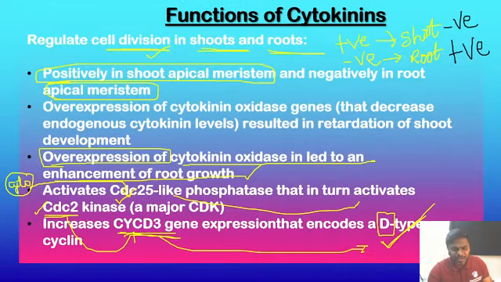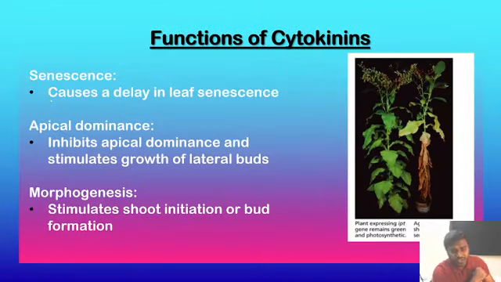Very, very simple point it is. That is the first function. What is the first function? Cytokinin shows positive growth in the shoot apical meristem and negative growth in the root apical meristem.